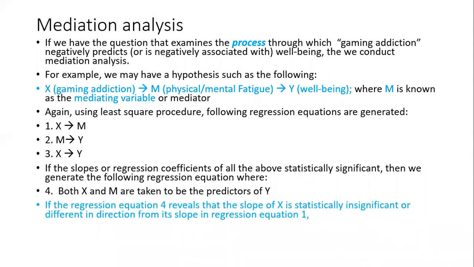If in regression equation 4 the slope of X is statistically insignificant, it doesn't contribute much in terms of its association with Y in the presence of M, because both X and M are given in the equation as predictors, or the direction of the slope of X becomes different from its slope in regression equation 1, where only, I beg your pardon, it should have been regression equation 3. So that needs to be corrected.